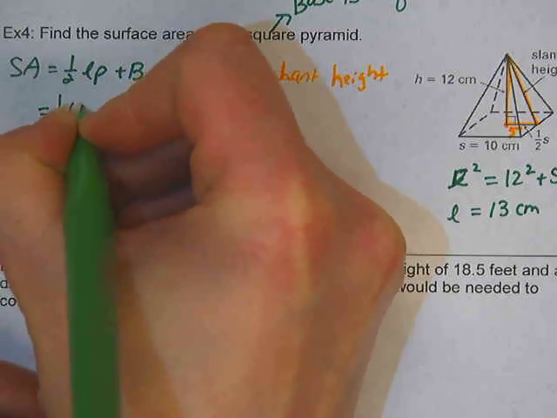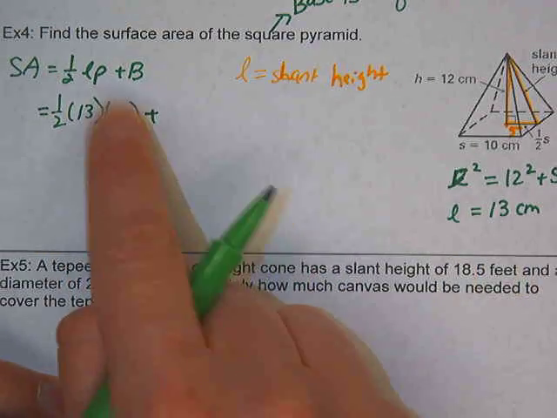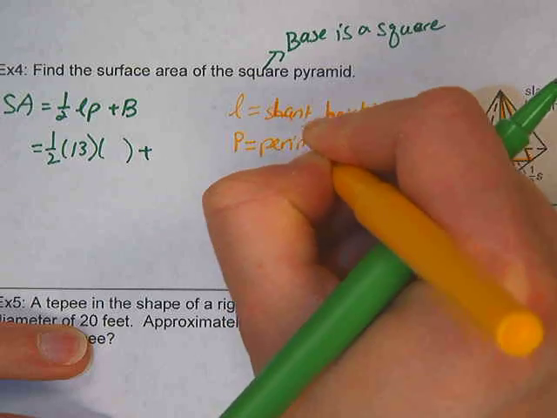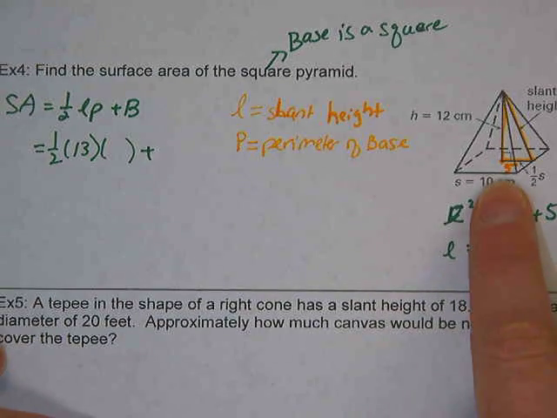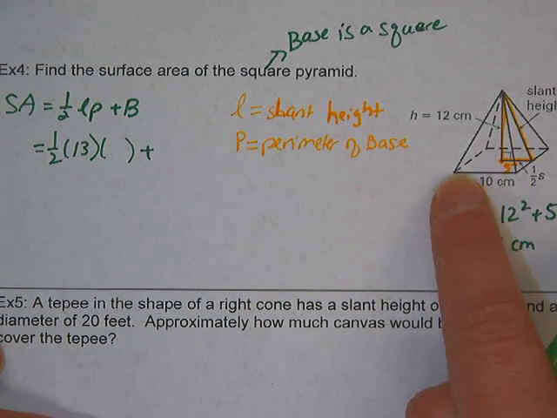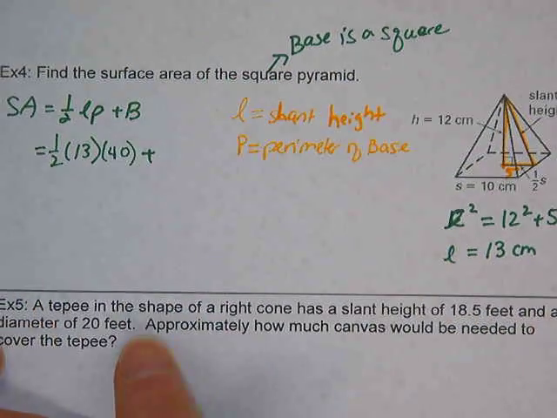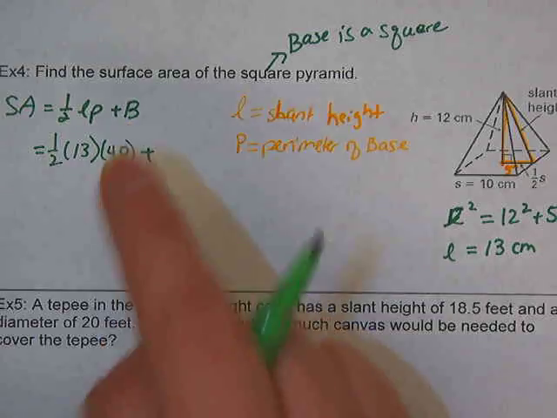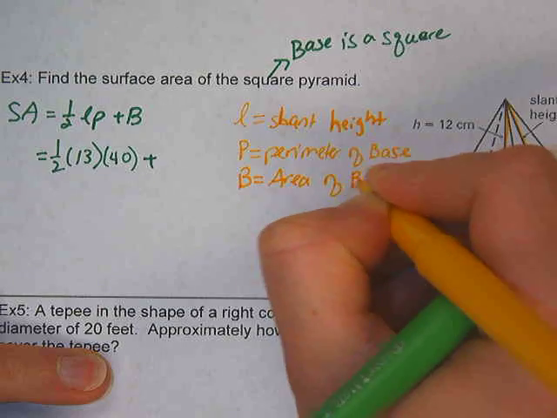So I'm going to put that number into my formula. I have 1/2 times 13 times the perimeter, which I haven't found yet, plus area of the base. Now P is your perimeter, and when I say perimeter, I mean perimeter of the base. My base is a square, and if one side is 10, then what's going to be the perimeter of the base? Hopefully you recognize that it's going to be 40, because 10 plus 10 plus 10 plus 10 is 40. Now B is still area of the base, just like what we had on the front.